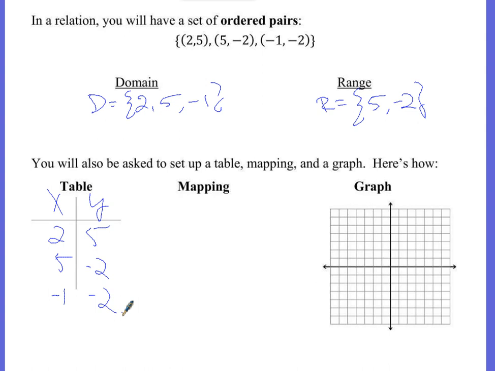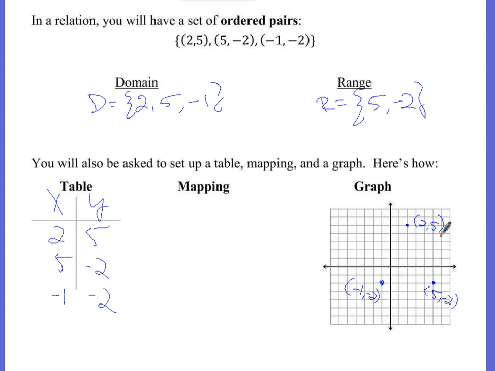To graph 2, 5, we've been doing that as well. Go to the right 2 and then up 5. Put a dot. Go to the right 5. So there it is. And then -2 is right there. And then -1, -2. And I'm going to label these ordered pairs also. -1, -2 is right there. And that's 5, -2, and then that's 2, 5. Yeah, it kind of does make a triangle.